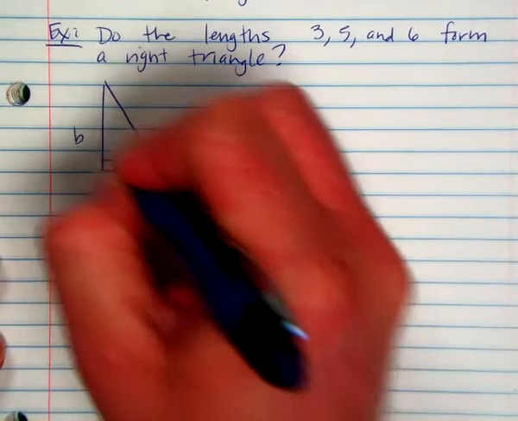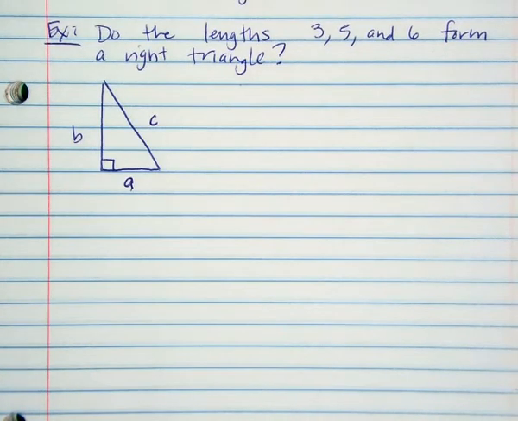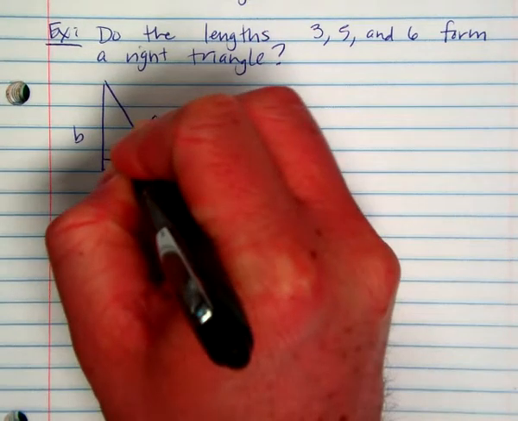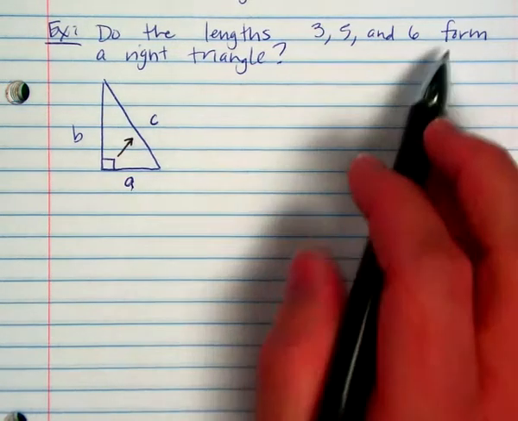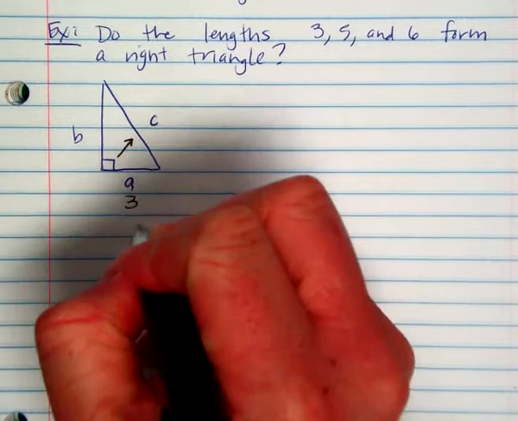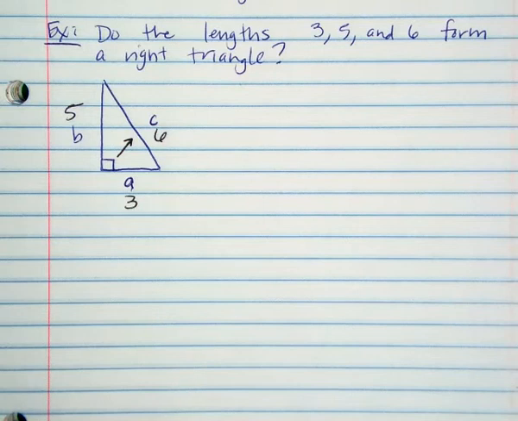A and b are your legs. C is your hypotenuse. Remember, the hypotenuse is across from the right angle, so it's this piece over here. And we also said it's the longest piece. So if I labeled these with the numbers I was given, I would say I've got 3, I've got 5, and I've got 6. So the question is, if I drew a right triangle, could those actually be the right lengths? And to test it, you just plug this into the Pythagorean theorem.